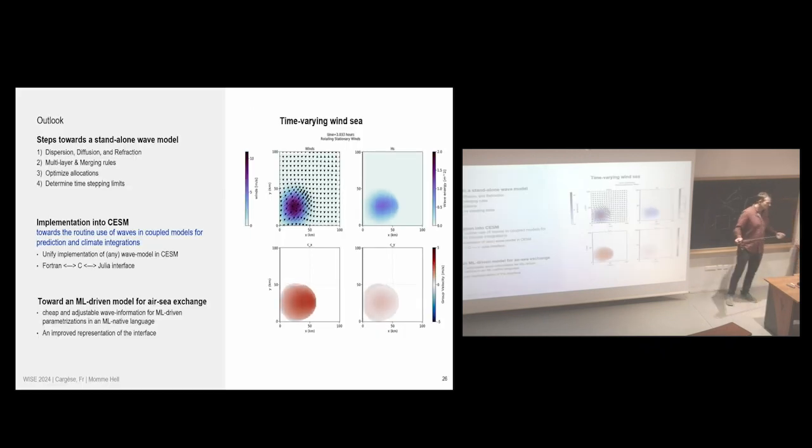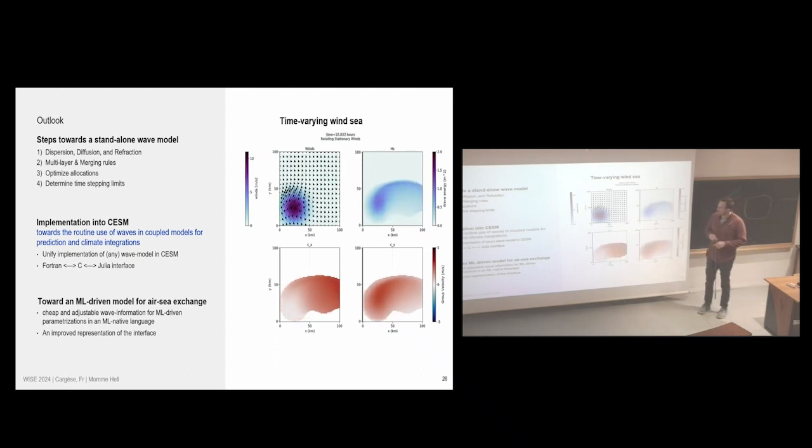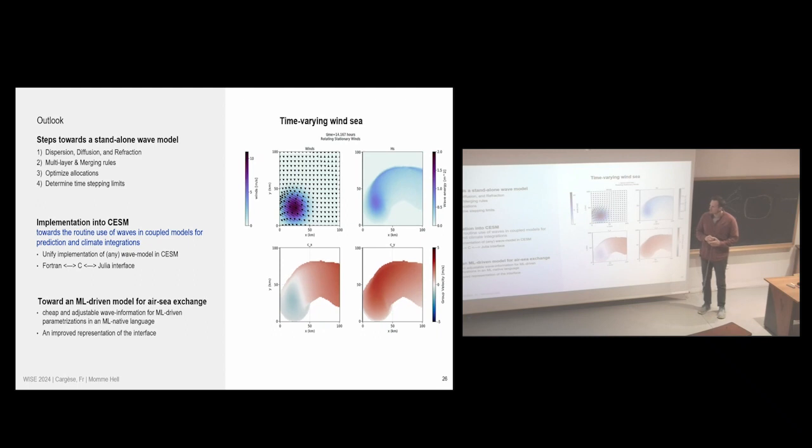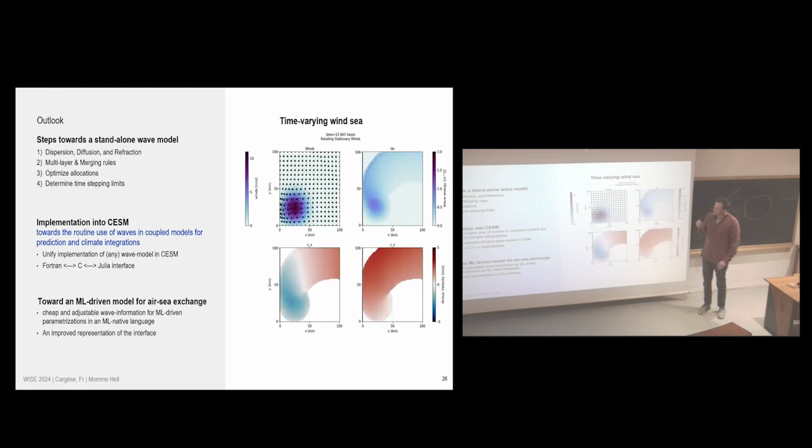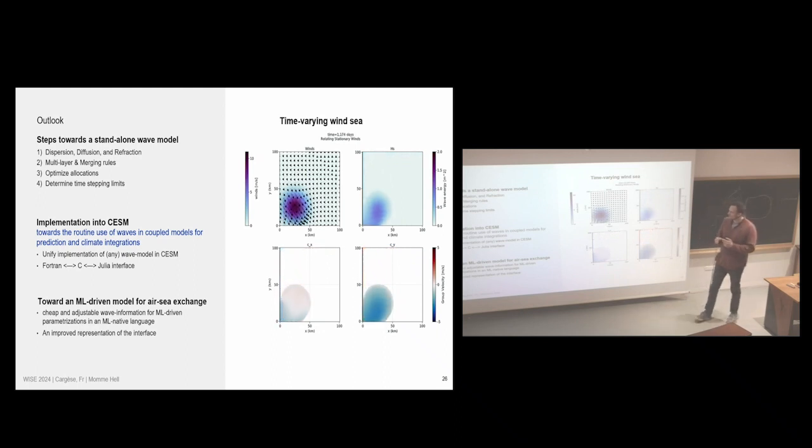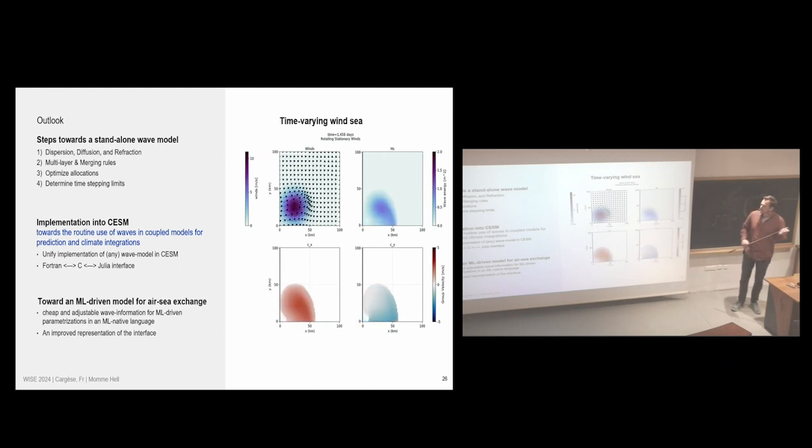Okay, with this, I just repeat, I showed you a concept model of the second generation PLUS model for RC coupling. There's a lot to do, right? We have to deal with dispersion, diffusion, and refraction, right? We have to add more layers and make the thing more complex. And then there is the implementation challenge in CSM.